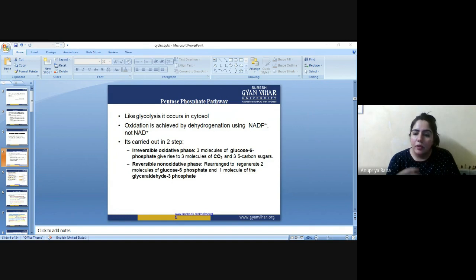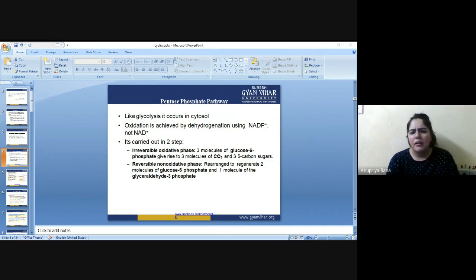So if they want a different kind of function, they need a different kind of structure. That's why this structure and metabolism can change according to the demand. Basically, this reversible non-oxidative phase in the pentose phosphate pathway is totally demand-driven. If the cell demands some kind of function, only then do they perform it.